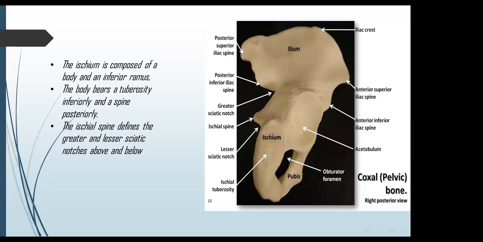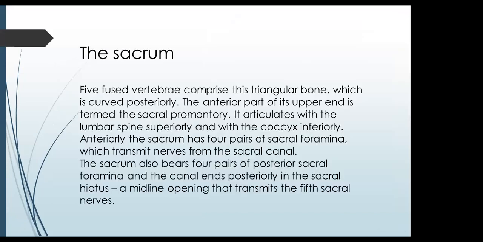The sacrum consists of five fused vertebrae that comprise this triangular bone, which is curved posteriorly. The anterior part of its upper end is termed the sacral promontory. It articulates with the lumbar spine superiorly and with the coccyx inferiorly. Anteriorly, the sacrum has four pairs of sacral foramina, which transmit nerves from the sacral canal.